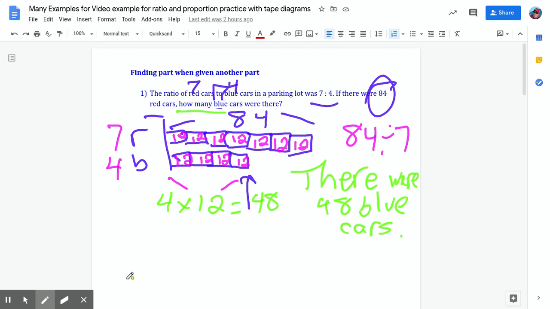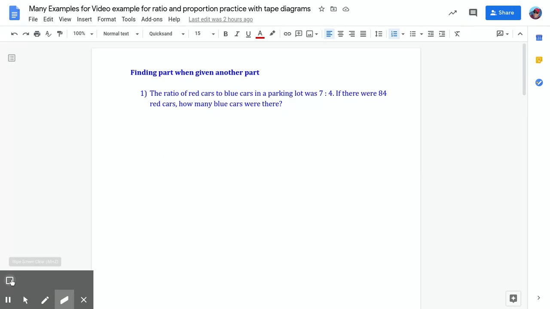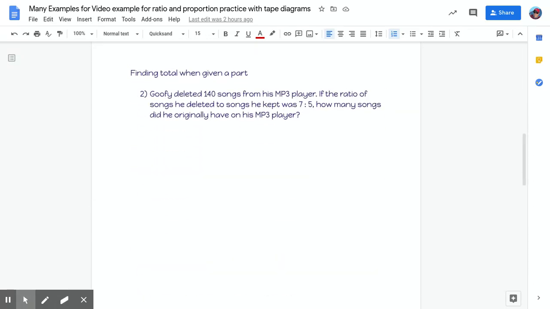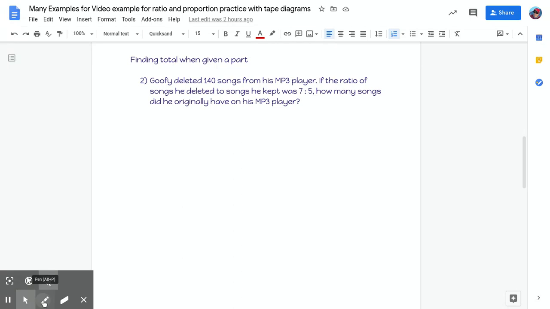All right, now let's get rid of that. Nice. All right, so let's go to the next example. Maybe not. Let me change the cursor. Here we go. Scroll, scrolly, scroll. There we go. All right, we have Goofy here.